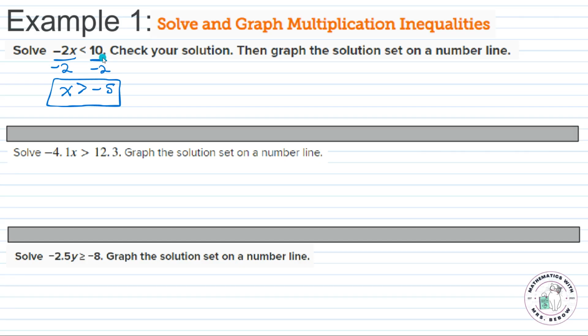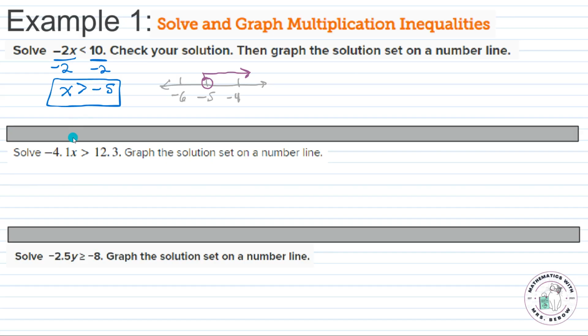So we checked our solution. We talked about why we need to reverse our symbol, and now all that's left is going to be to graph this. So we're going to put -5 in the middle. Hopefully at this point we're feeling like experts when it comes to graphing inequalities. We'll do -6 to the left, -4 to the right. This is going to end up being an open circle because it's a greater than sign. So we'll do an open circle, and then because again it's greater, you're going to go to the right.